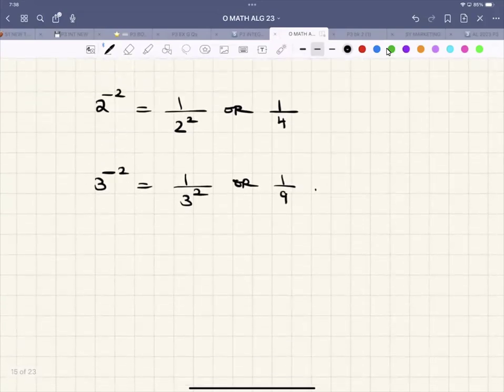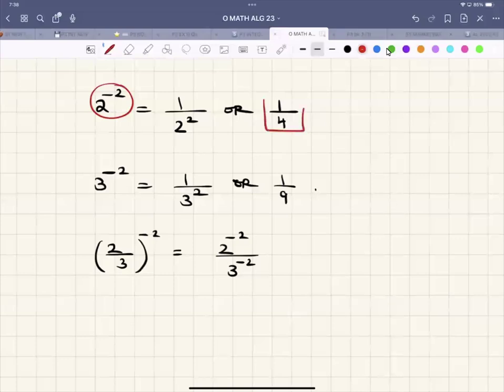Now, let me join two things up. 2 over 3 raised to power of negative 2. Can I write this thing as 2 raised to power of negative 2? I can write this thing as 3 raised to power of negative 2. Now 2 raised to power of negative 2 is 1/4 and 3 raised to power of negative 2 is 1 over 9. So therefore this is 1/4 and its division, which is 1 over 9.